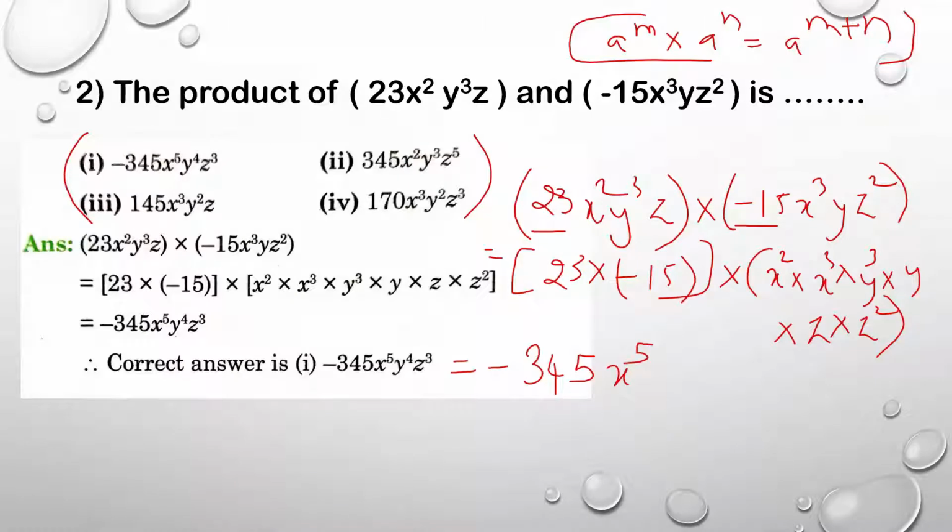Here y³ is there, y raised to 3, and here y raised to 1. So what you have to do? Add the power. So 3 plus 1 is what? 4. Then z. Here 1 is there and here z² is there. So you have to add the power, z raised to 3. So this is your answer.